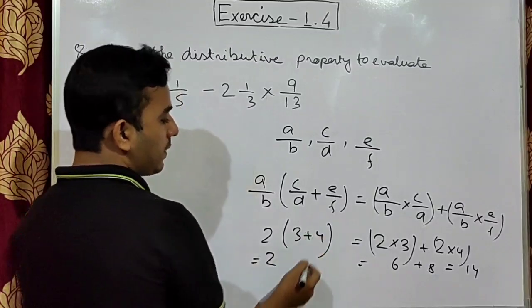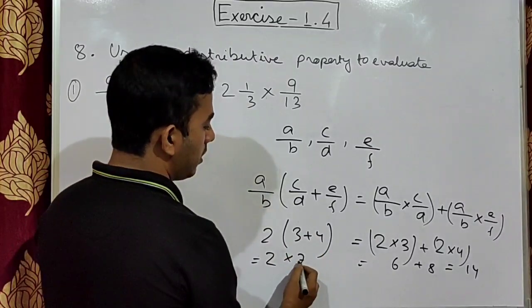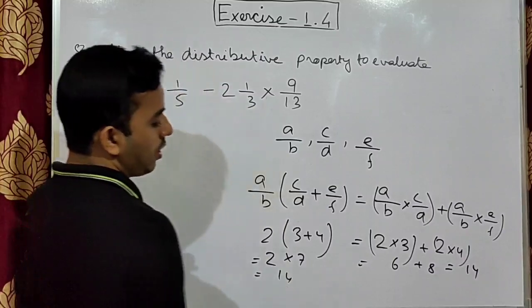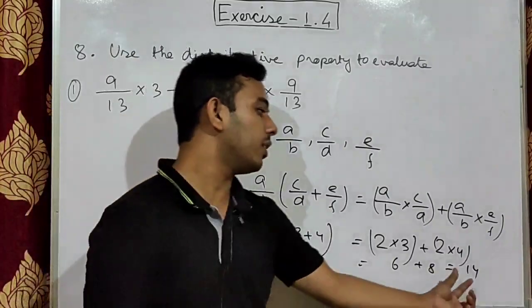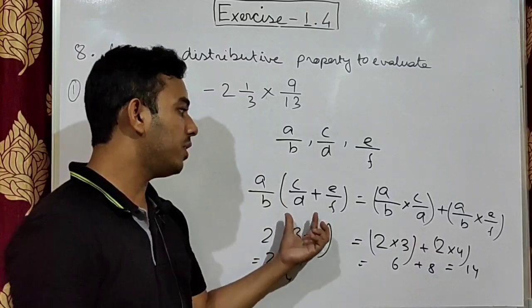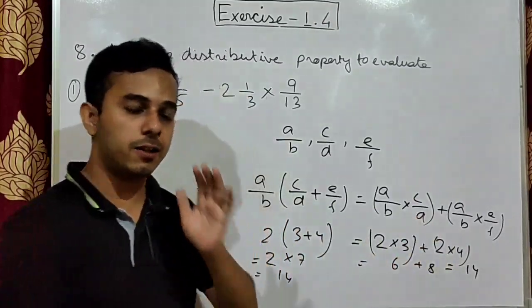Now like this also we can solve. 2 into (3 plus 4) is how much? 3 plus 4 is 7. Now 2 into 7 is how much? 14. Look, this value is 14 and this is also 14. That means the value of this equals the value of this. Up to this clear? Okay.